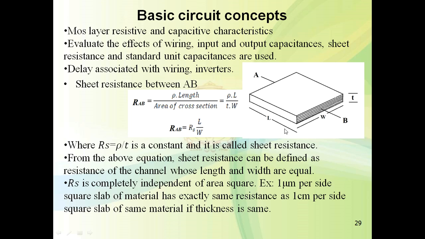So if we take 1 centimeter by 1 centimeter, and if we take 1 micrometer by 1 micrometer, it will have the same sheet resistance if the thickness is the same. So sheet resistance is completely independent of area. It depends only on rho by T. So this is about the sheet resistance.